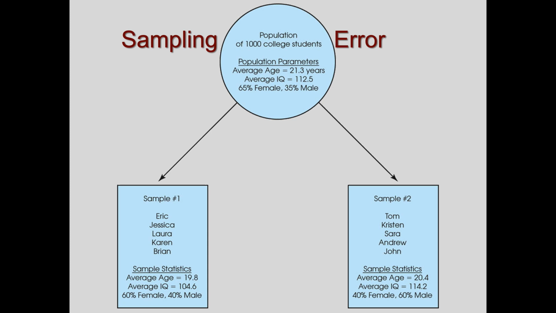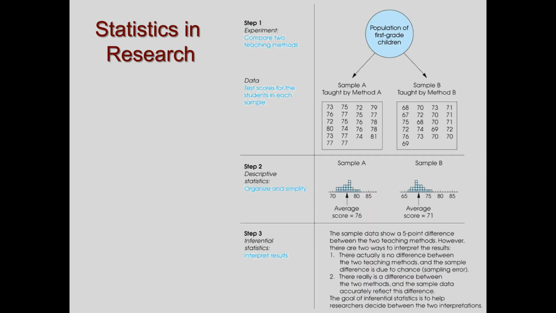Not exactly, right? The age is a little closer in the second one, but the first one, sample number 1, is off. The average IQ is very far off in sample number 1. It's fairly close in sample 2, but then the percent female and male are very different in each one of them. So the sampling error can likely be traced to the fact that the samples did not represent the population.